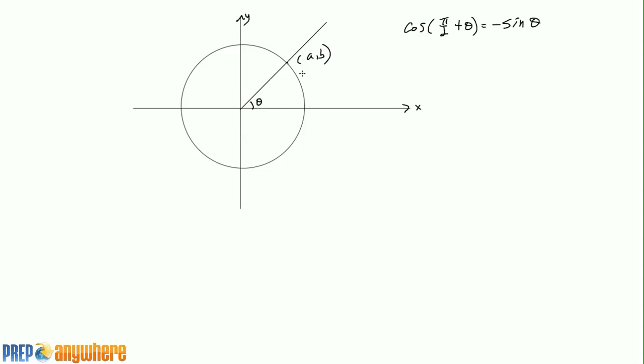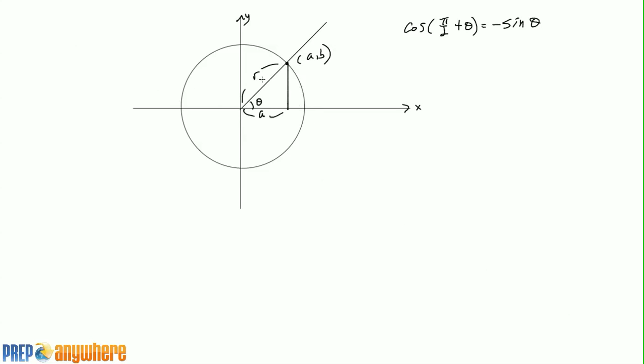Okay, so cosine of this theta is the x-coordinate of that point, so A over R. That's the definition. So x-coordinate divided by the radius. That's the definition of what a cosine is in the unit circle. So in a circle rotation.